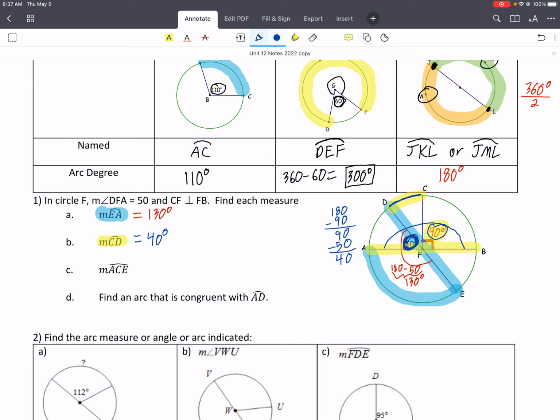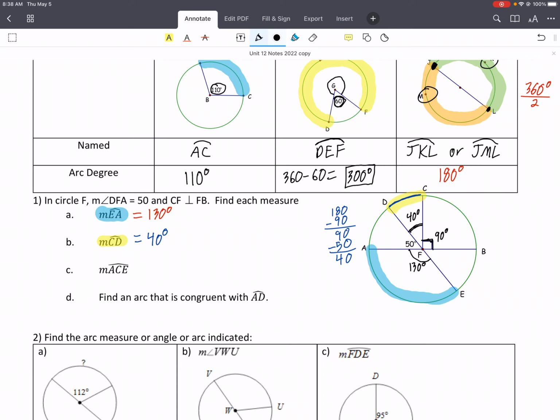Okay, let me erase some of this to clean it up a little bit. Let's put that blue back in there. Let's put in what we found. So we found that EA or AE is 130 degrees. We know that this is 90 degrees right there. And then this one right here is 40 degrees as well.